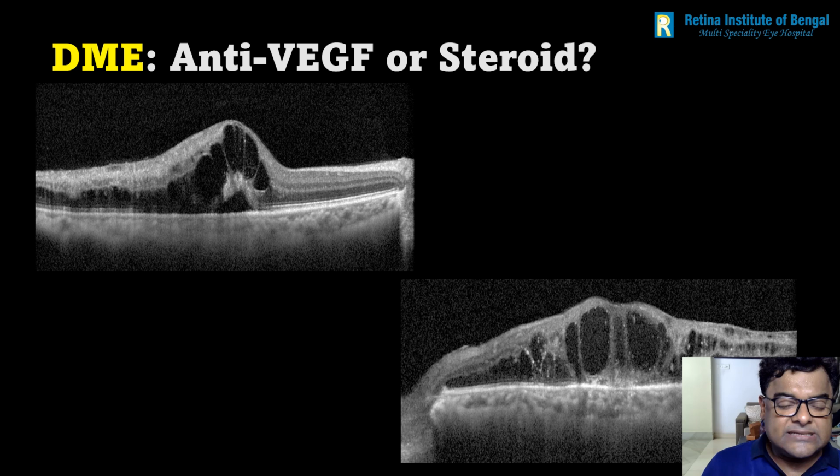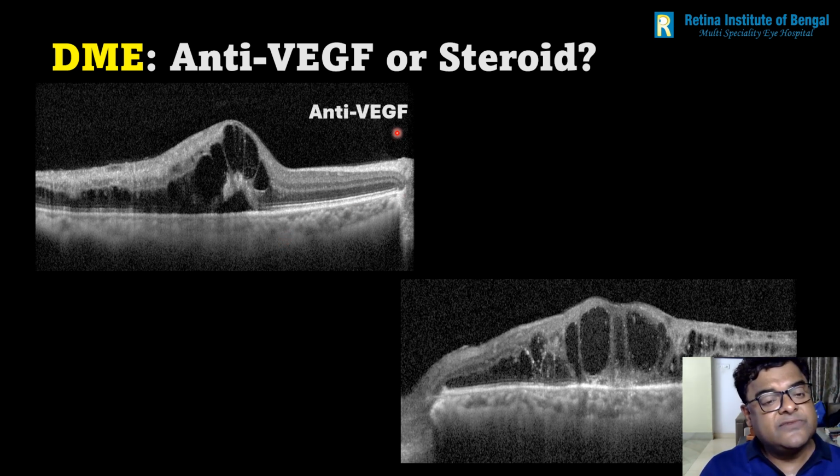Again, let us take two cases. Both are DME patients, and these B scans can be compared. So the image on the top is of a case which is a relatively fresh DME. You can see some amount of intraretinal fluid and subretinal fluid. Here, starting treatment with anti-VEGF seems quite correct.